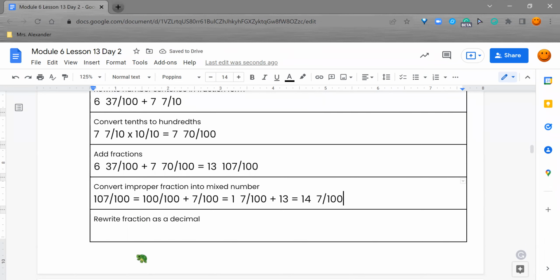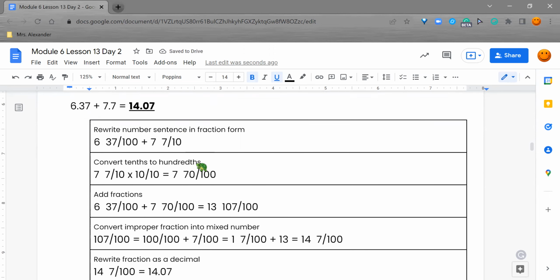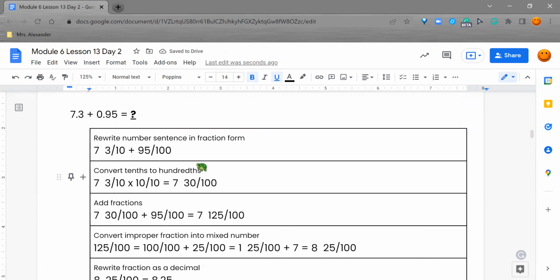And now I'm going to take that 14 and 7 over 100 and turn that into 14 and 7 hundredths. Now look at that. It's saying 7 hundredths. I don't have 2 digits in the numerator. So that means I have no tenths digit. So I'm going to put a 0 and then a 7. And then right up here, I write 14.07. I don't think I did that on the first one, but please make sure you do write your answers in. Let's go fix my mistake.